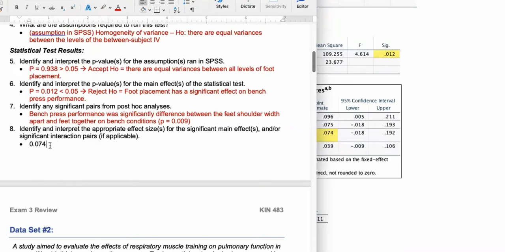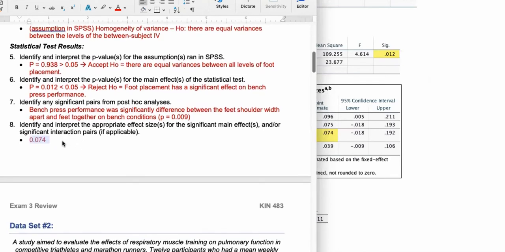Question for pairwise comparisons in the chat is, could we also write up the significant difference part of your sentence, then add bullet points for pairs? Yes. So in that respect, you could say there are significant differences between, and then just write the pair, like feet shoulder width apart, feet together. That format is especially useful if you have a lot of pairs. But yes, you could do that.